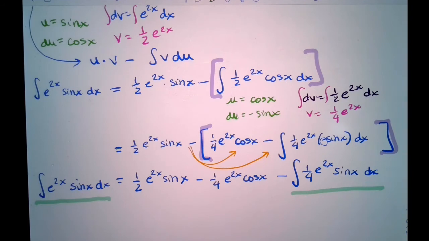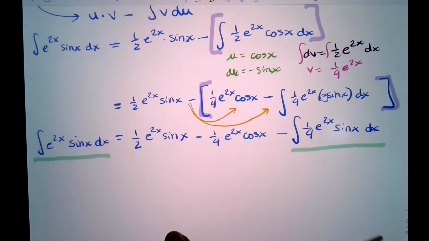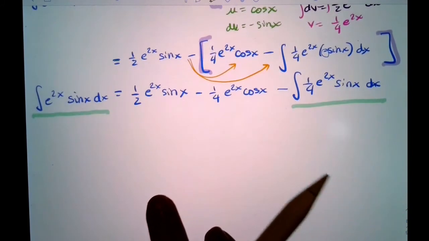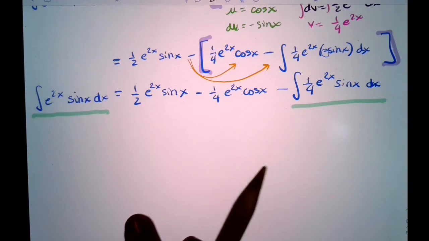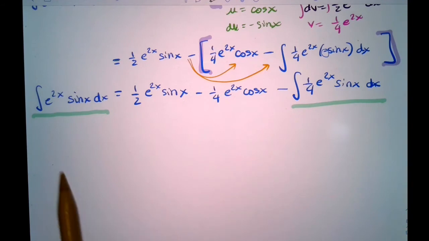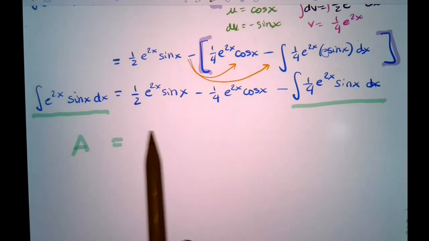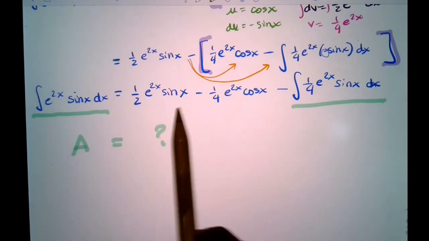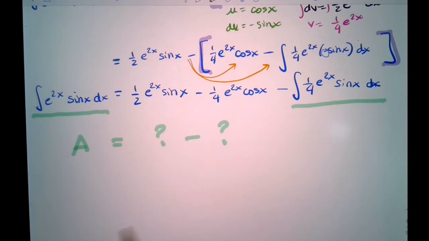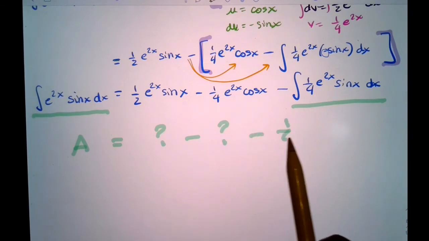I need you to see this as a very fancy algebra question. Here's how I want you to see this algebra question, and then I'm going to erase it when I'm done writing this as an algebra problem. I want you to see that you really have some unknown thing, I'm going to call this A, equals something, I'm just going to put a question mark, minus something else, and then minus 1/4 of that thing.